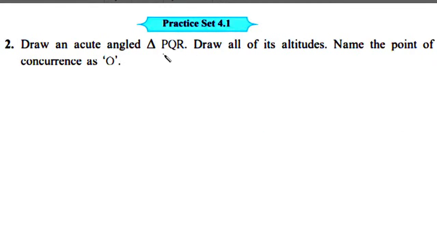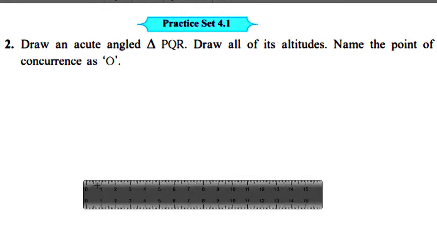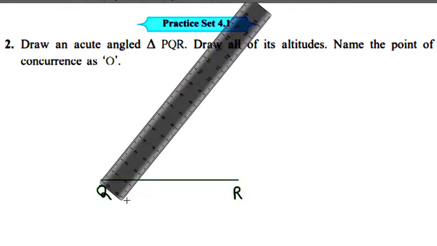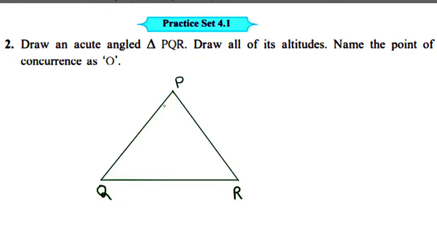Practice set 4.1. Question number 2. Draw an acute angle triangle PQR. Draw all of its altitudes. Name the point of concurrence as O. First, draw an acute angle triangle PQR. With the help of ruler, first draw base QR. Then draw segment QP. This is triangle PQR. Measure of each angle is less than 90 degrees. This is an acute angle triangle.